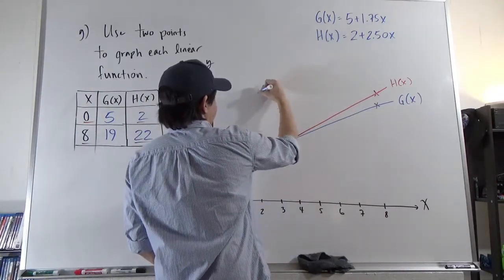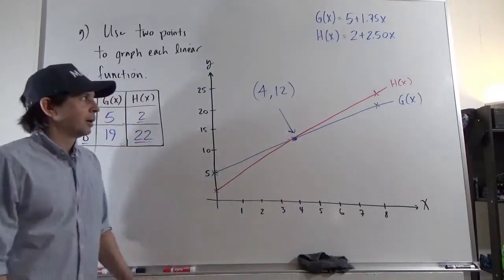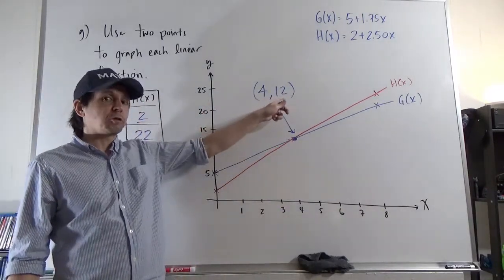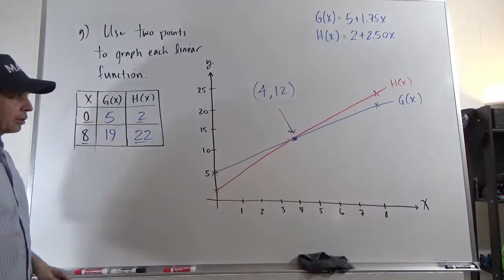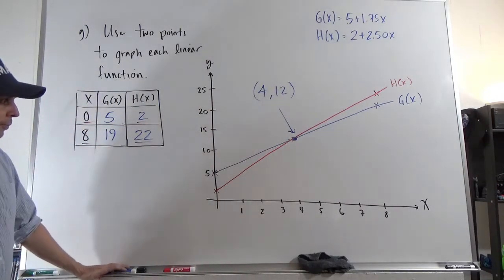So (4, 12) is a point that they have in common, the point of intersection, and that's 4 miles will cost $12 for both cab companies. That's what we solved for. We solved for the intersection of the 2 lines when we did that solving.